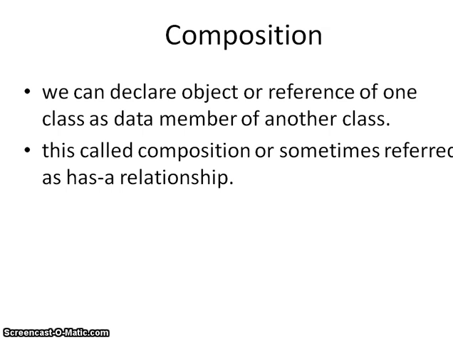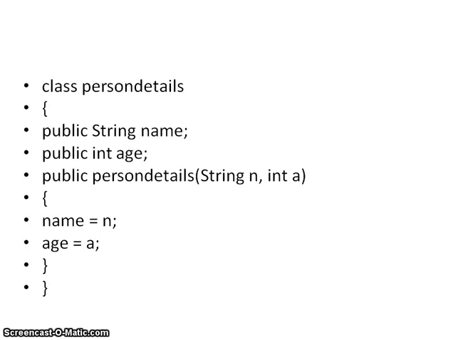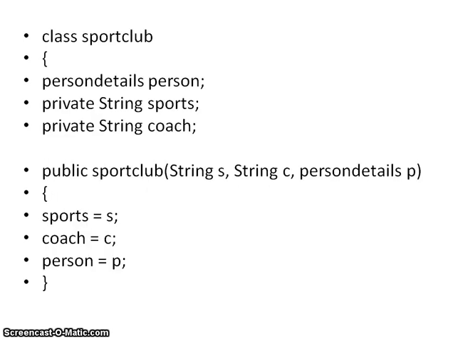Meaning you have declared one object in one class and that can be used as a data member of another class. See one example here. A class PersonDetail is declared. In it I am taking two variables, one is name and one is age, and the constructor I am using is a parameterized constructor. The value of n I am going to initialize to name, and the value of a I am going to assign to the age. Now the second class I am going to declare over here, that is the SportsClub.